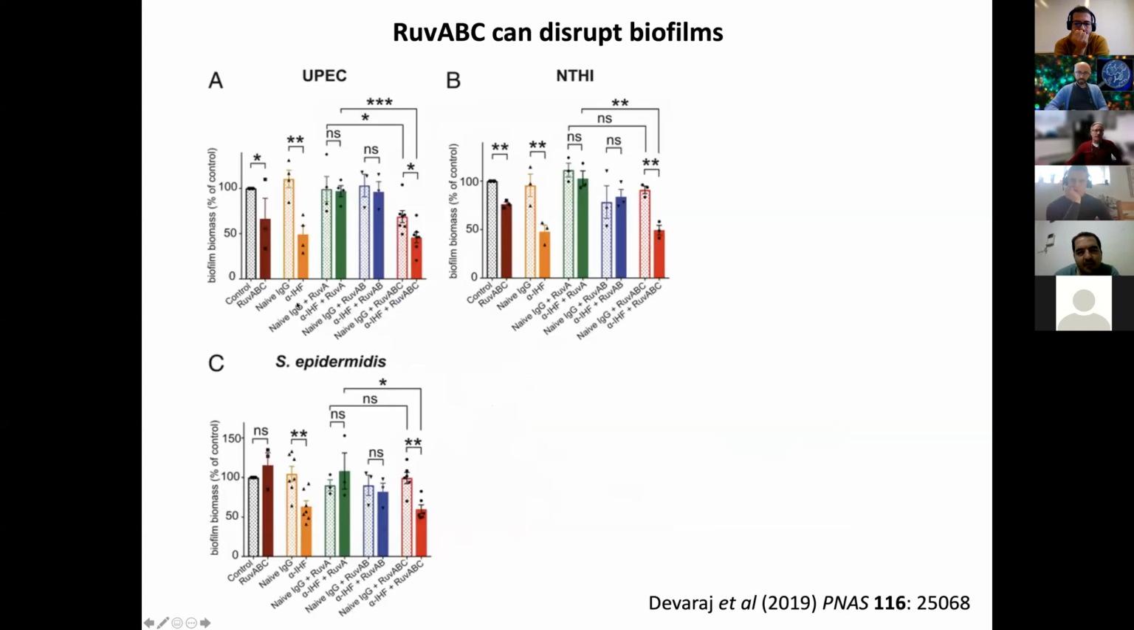We can simply review uropathogenic E. coli. We see that anti-IHF reduces the biofilm, disrupts the biofilm. RuvA by itself does not, RuvA-B does not, but when we add RuvA, B, and C, regardless of the bacterium, we see a reduction in the biofilm biomass, indicating disruption of the biofilm.